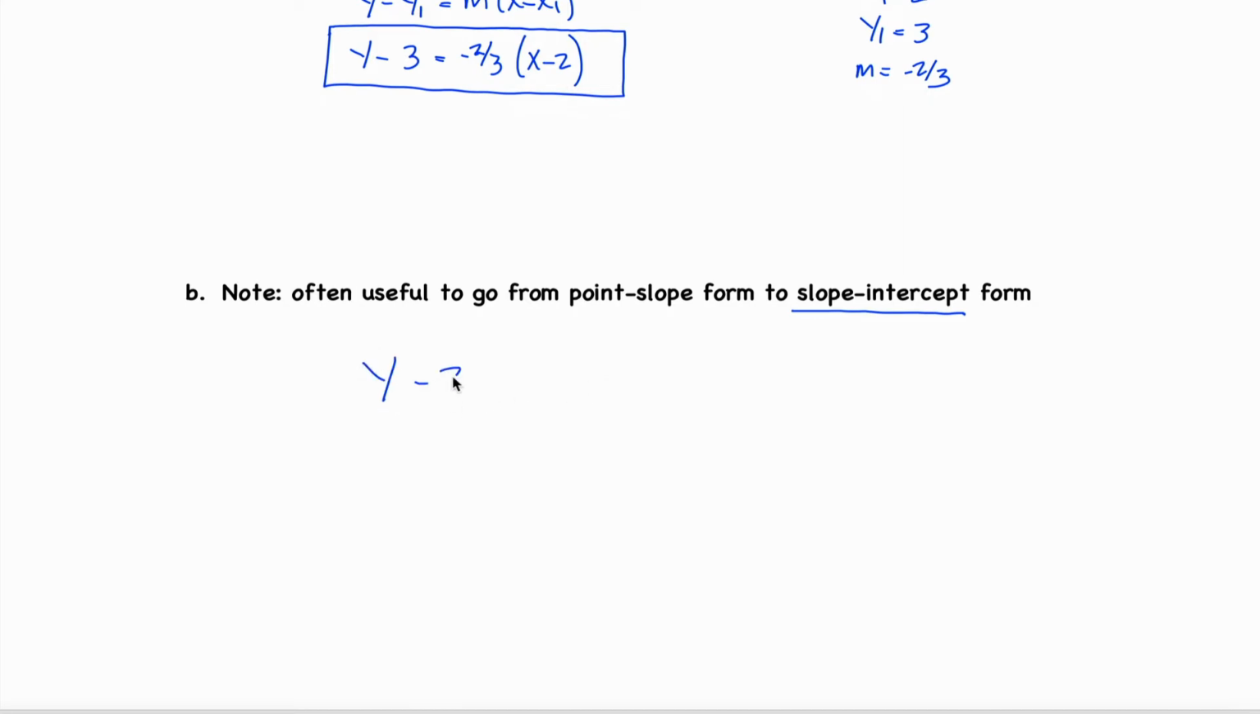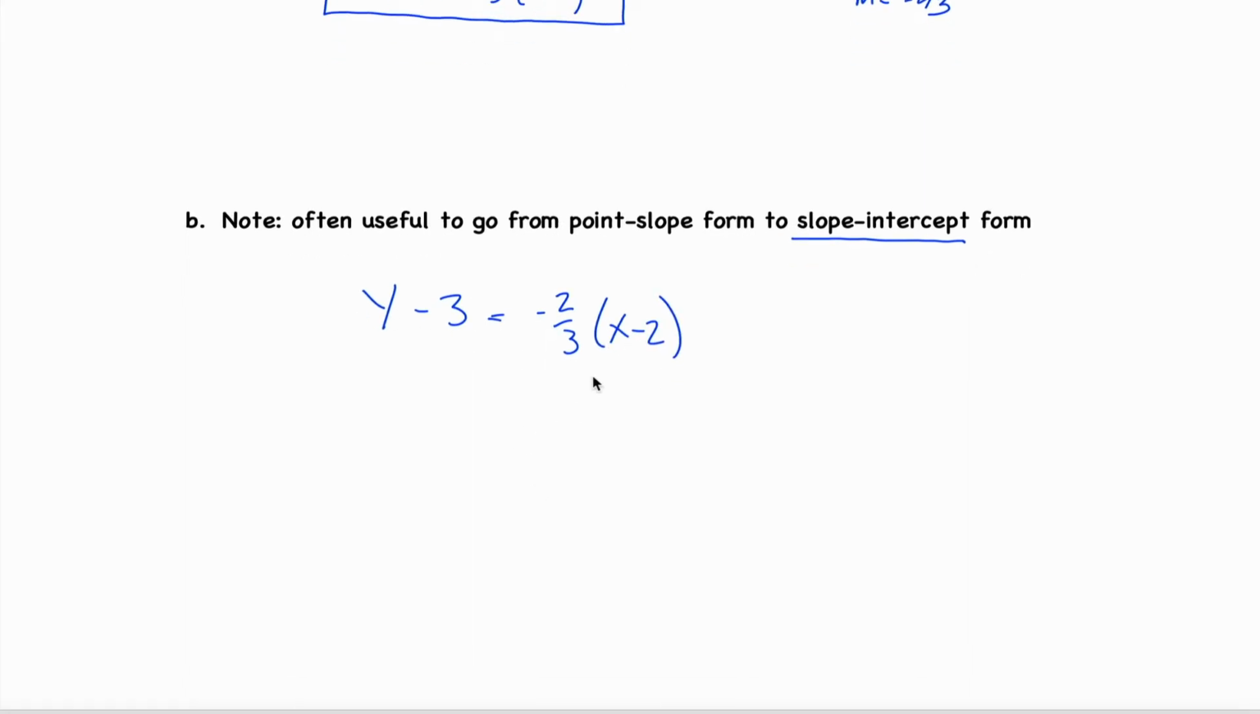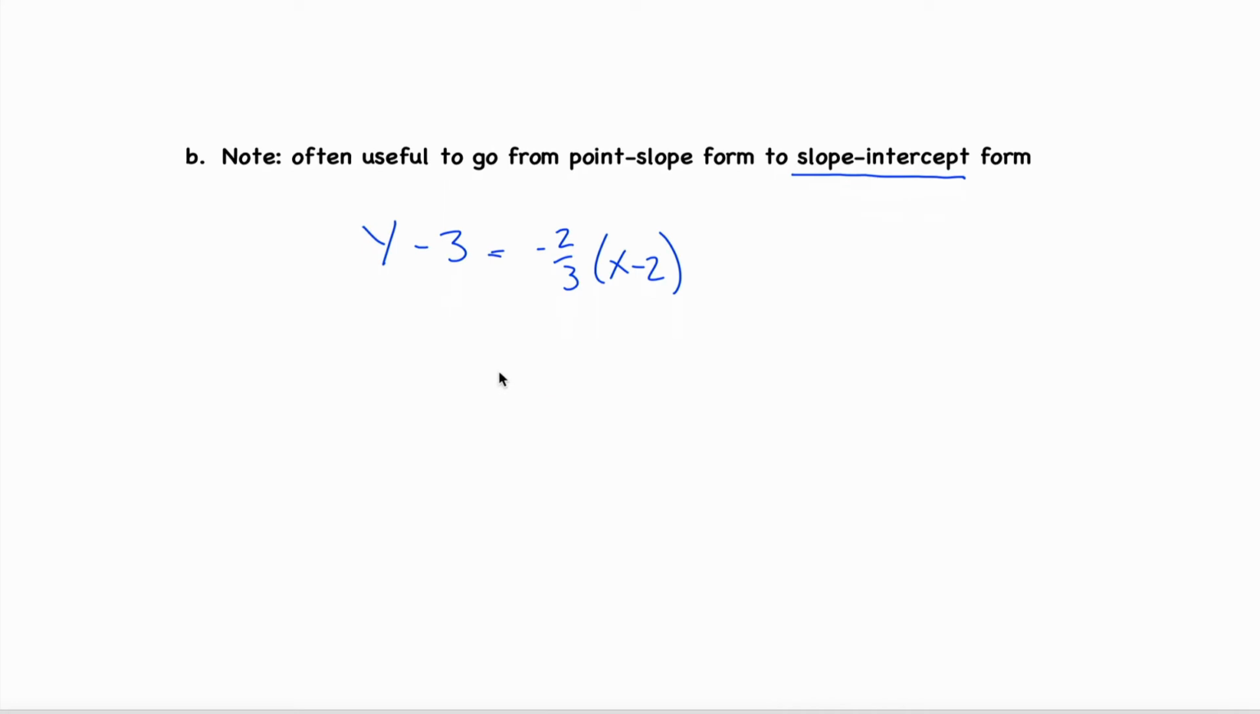So I've got y minus 3 equals negative 2/3 times (x minus 2). If I want to get this y all by itself, it might make sense to get rid of these parentheses first. So maybe the first thing I would do is take this negative 2/3 and distribute it through the parentheses. So I'd have negative 2/3 x, and then a negative times a negative gives me a positive. And if you think about this, 2 is 2 over 1. Then when I take negative 2/3 and multiply it by negative 2 over 1, I get positive 4 over 3.